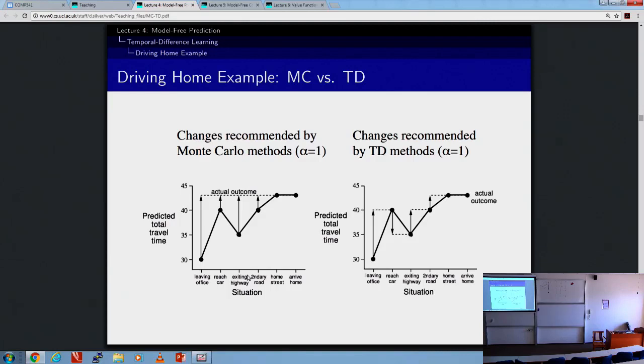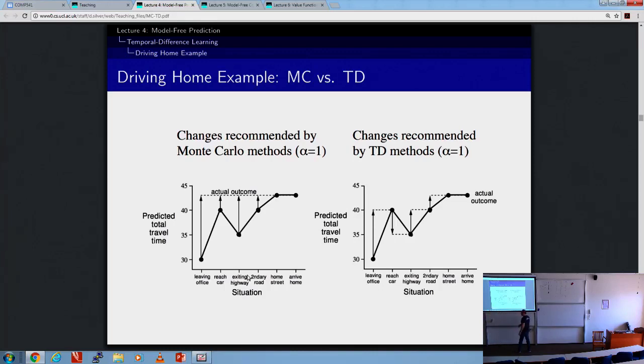It waits until the end of the episode. At the end of the episode, I know that the actual outcome is 43. Then I go back and update each of my predictions toward 43, assuming no discount. Gamma is 1 in this case. So every state is trying to figure out what the total time is, and everything gets updated toward 43.